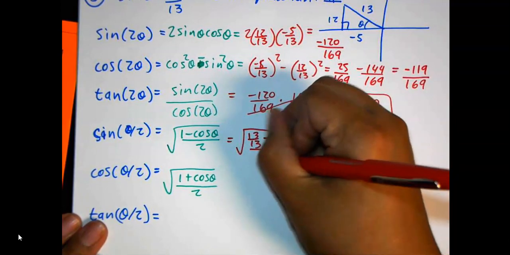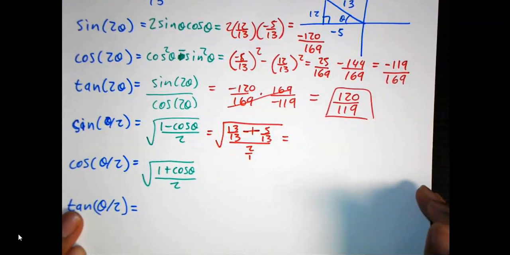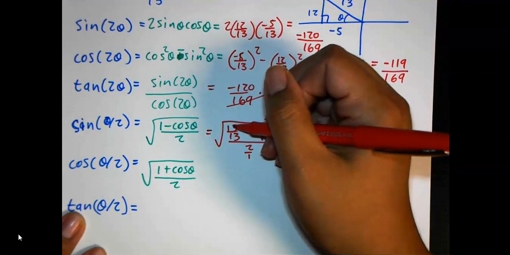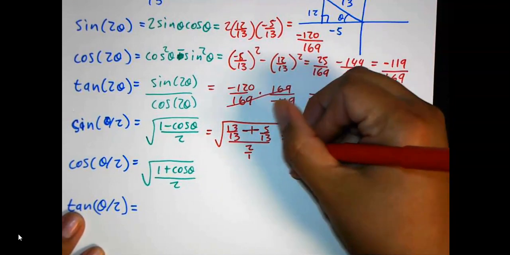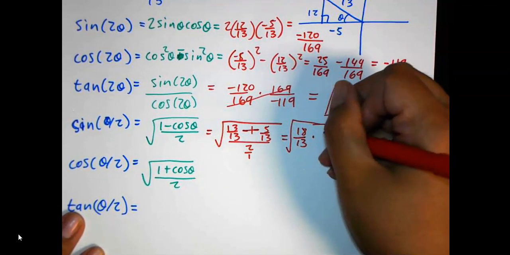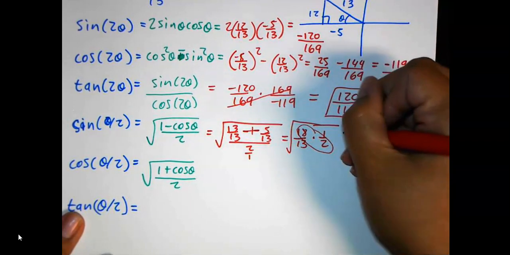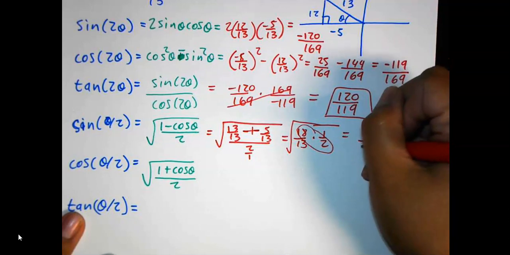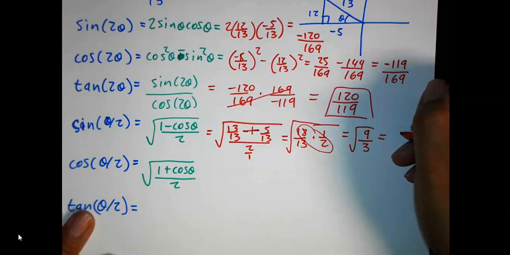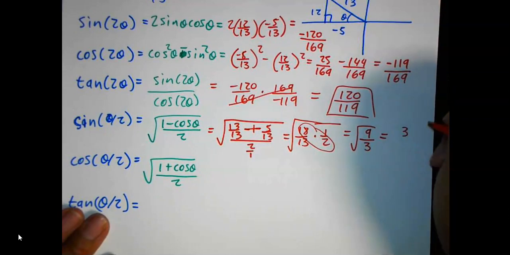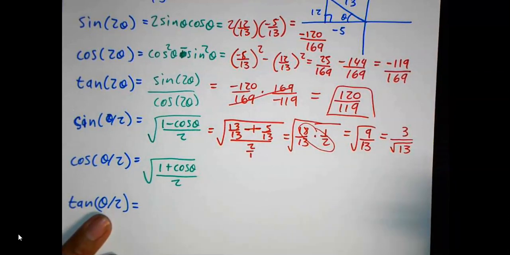So then here, the 2, I'm going to make it over a 1, so that right now I have a fraction over a fraction. So 13 plus 5 will give me 18. So now I have a fraction, and then if I copy, change, flip, I'll have this. I can simplify this way, so 18 divided by 2 will be 9. Then I can do the square root of 9 will be 3. And I still have the square root of 13 in the denominator because that didn't change.